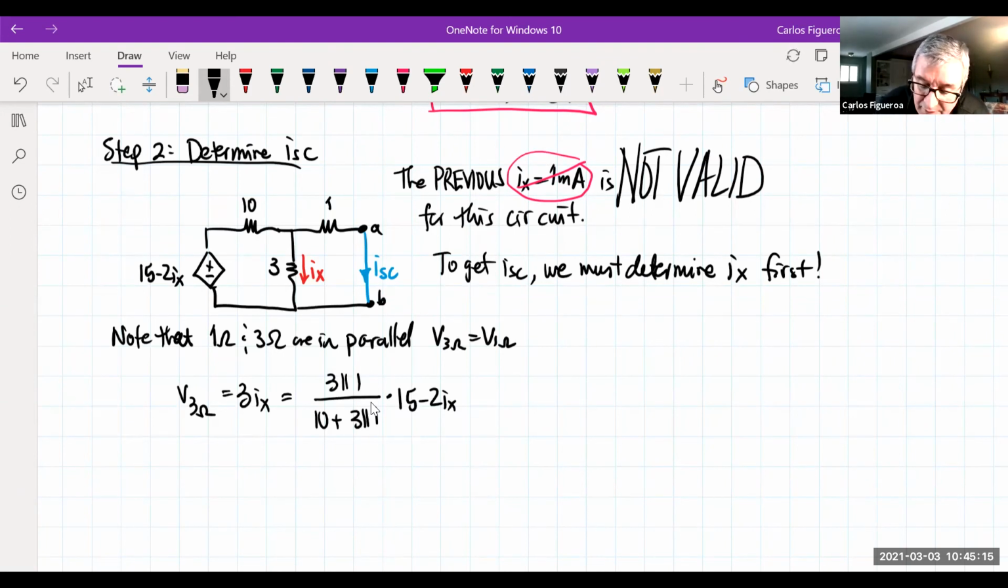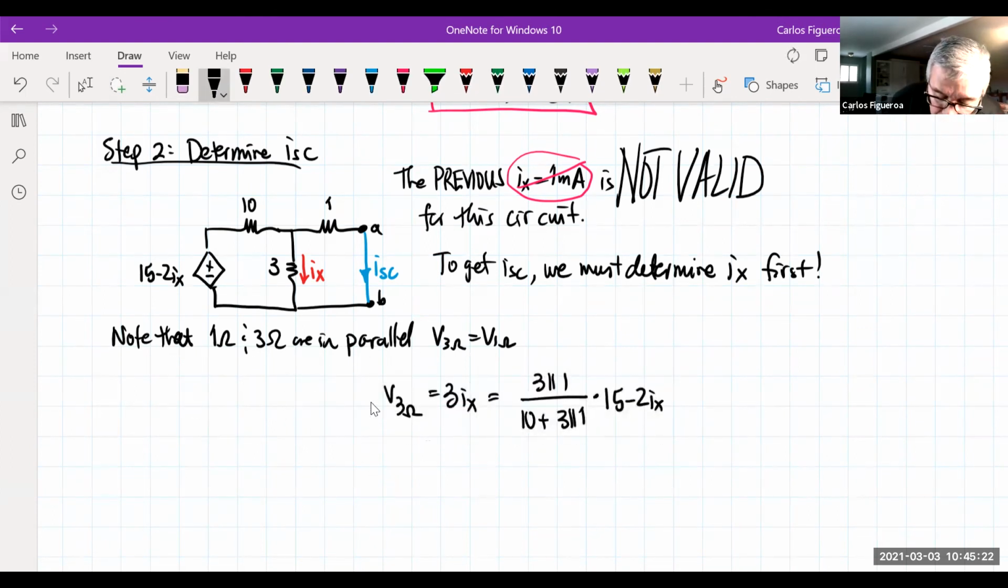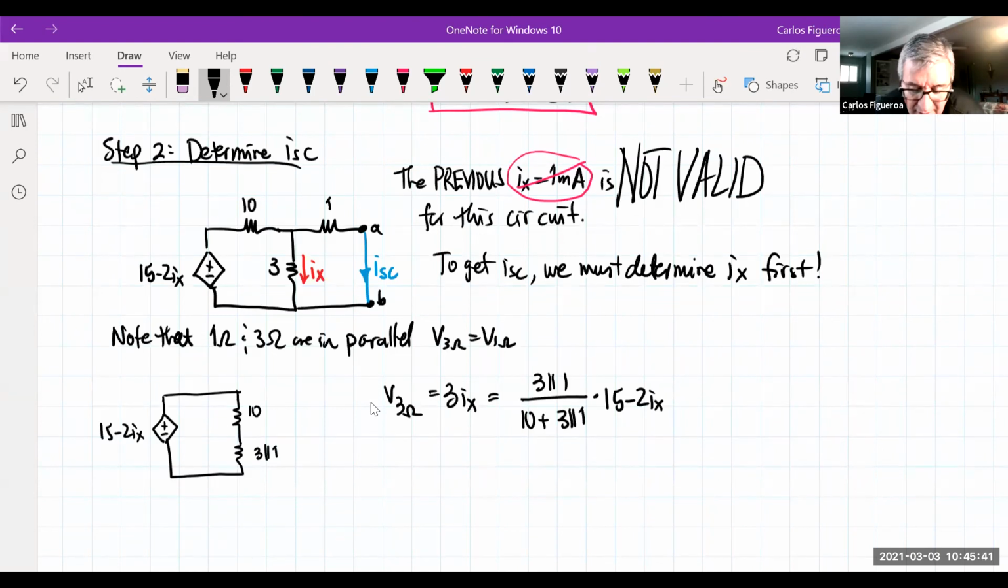So what I did here, maybe I should have drawn this a little bit differently right away here, is that note that I'm really looking at this circuit right here. That this is 15 2ix. And then what I did here is that I squished these two resistors together. And this is the 10. This is the 3 parallel to 1. So now I have two resistors in series. But since they have the same voltage, this is also the voltage of 3 and it's also the voltage of 1.